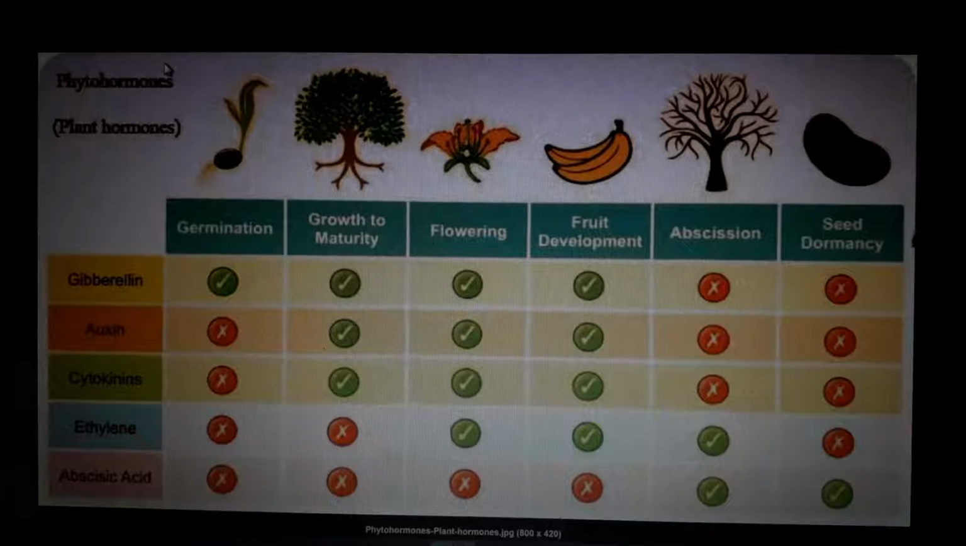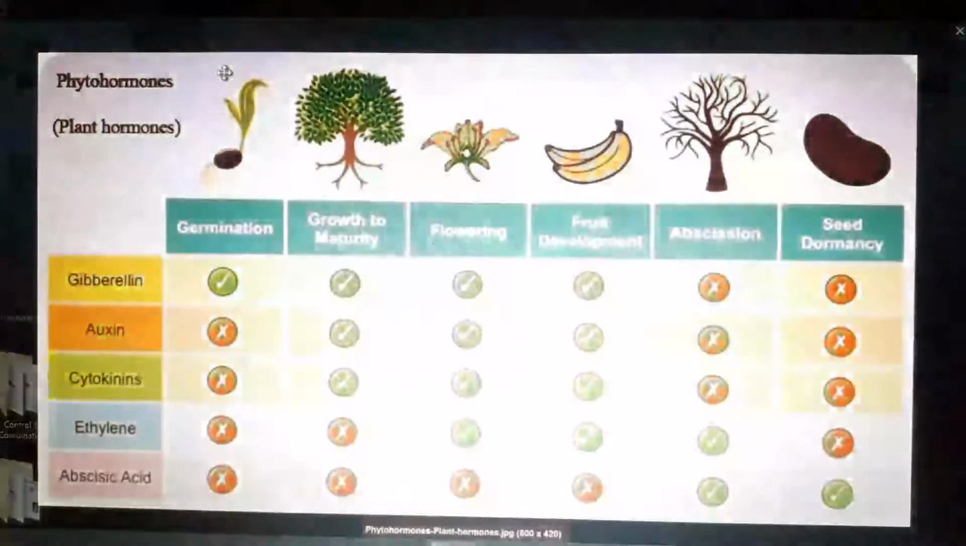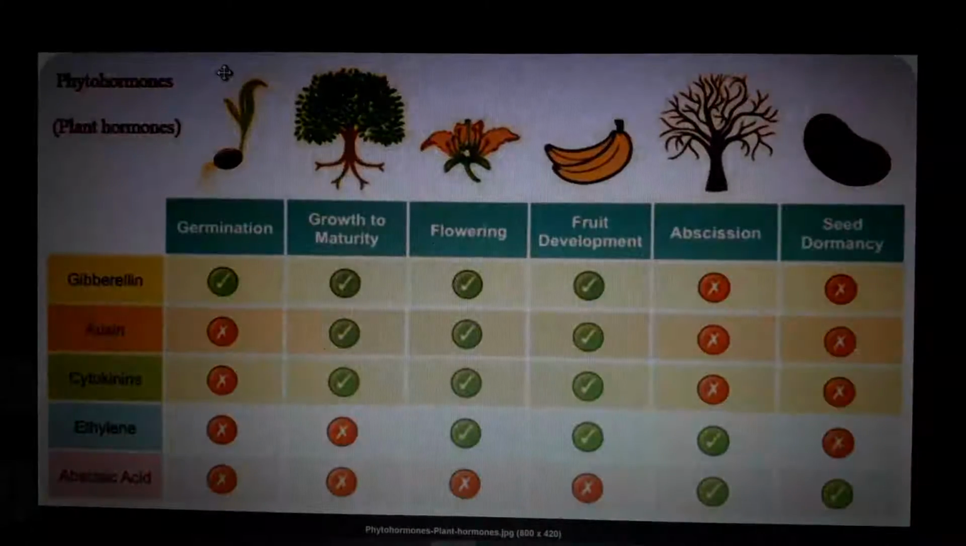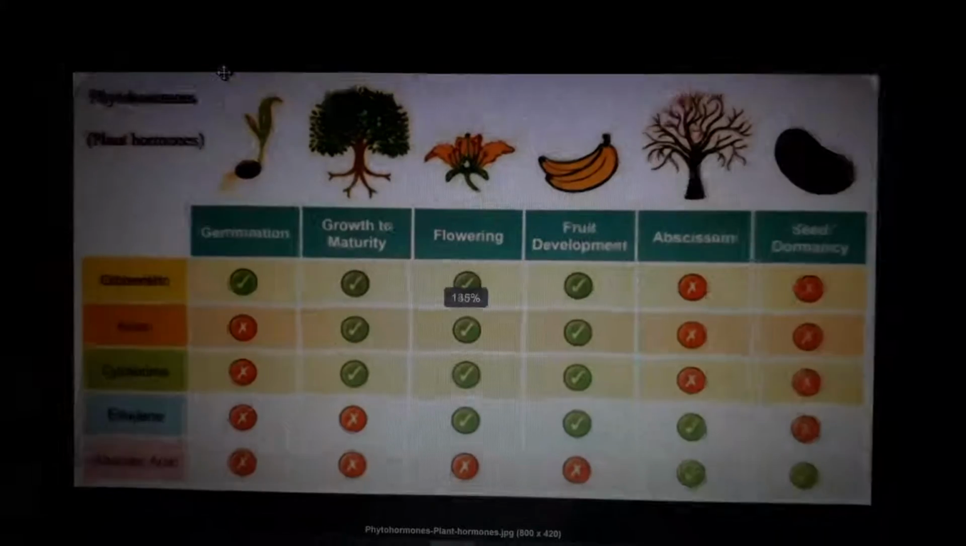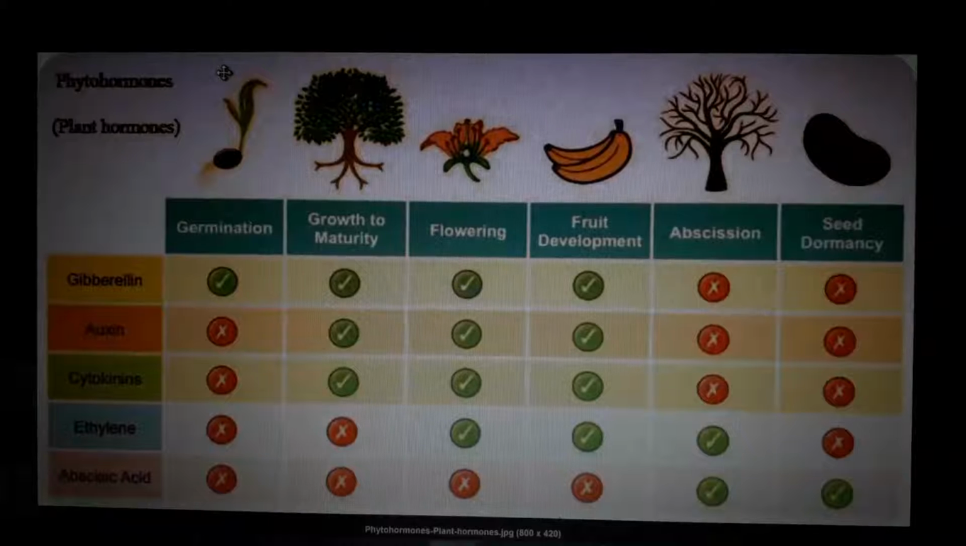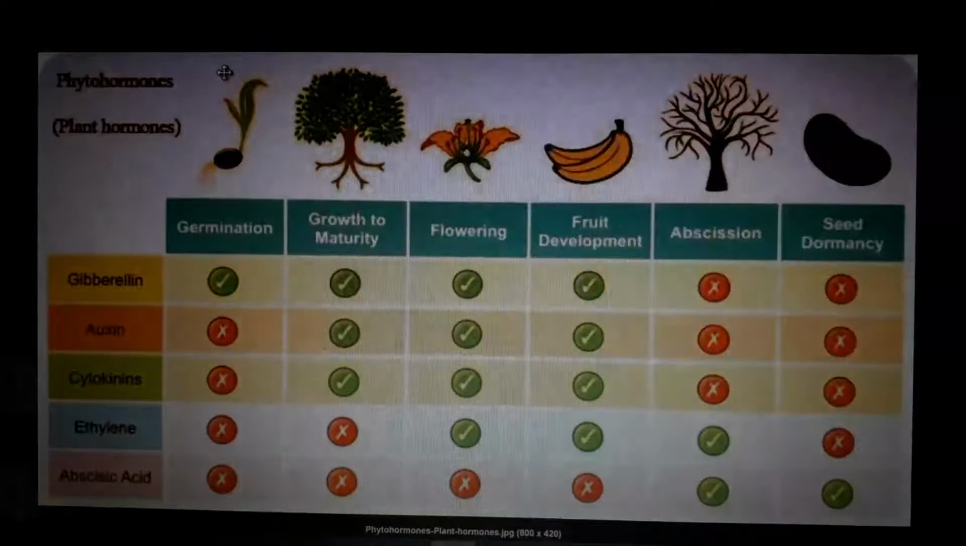Seed dormancy means in some particular time the seed won't germinate. Understand? The seed won't germinate, so the plant will tell the seed which time to germinate. That means germination is being held up. Okay, it is held. That is called seed dormancy. And which hormones are responsible for all these functions? This chart is easy to understand.